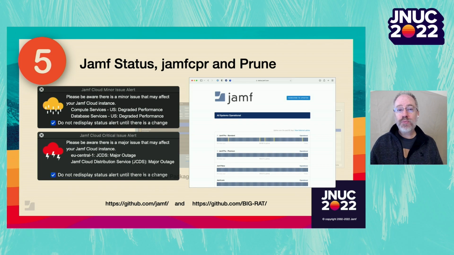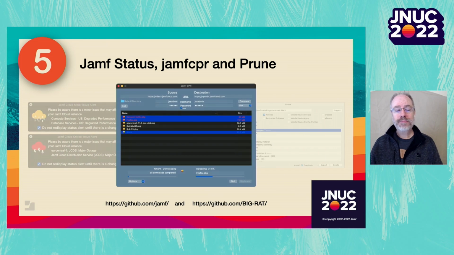The first is for Jamf Cloud customers only, Jamf Status. This is a menu bar app for Jamf Pro administrators to alert them when there's an open issue with Jamf Cloud. It watches the Jamf status page, and if there's an incident or an alert, the icon changes color and the app displays a notification. Jamf status information comes to the administrator. The administrator doesn't need to check the website.